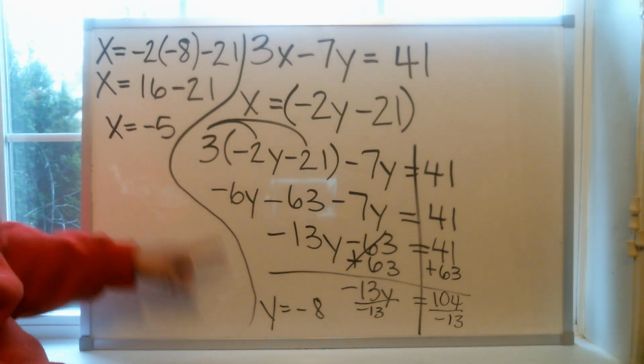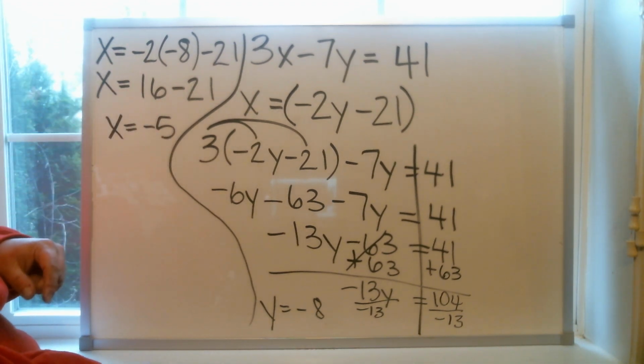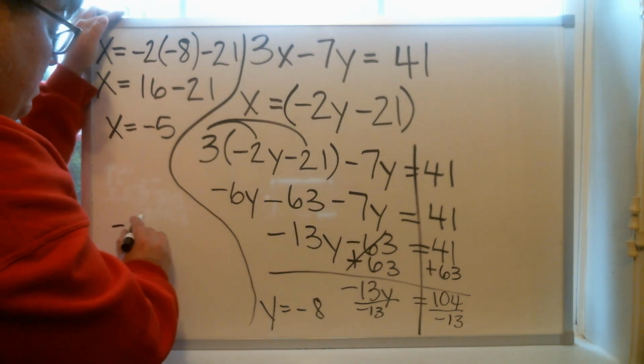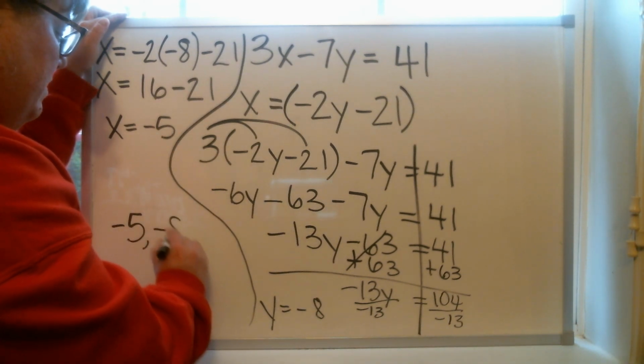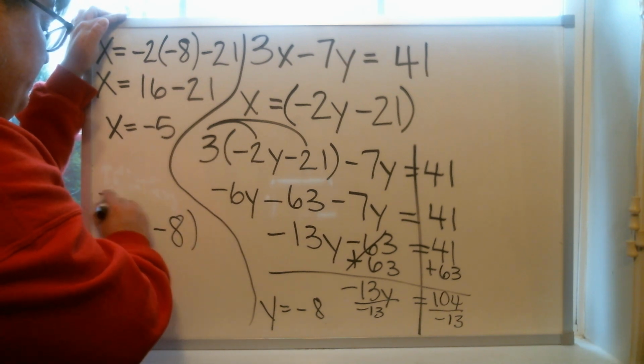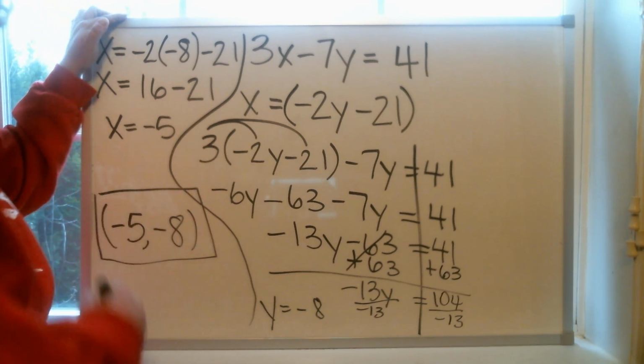Okay, now I know my y and I know my x. And I'm going to write it as an ordered pair, as an x comma y. So negative 5 comma negative 8. Okay.